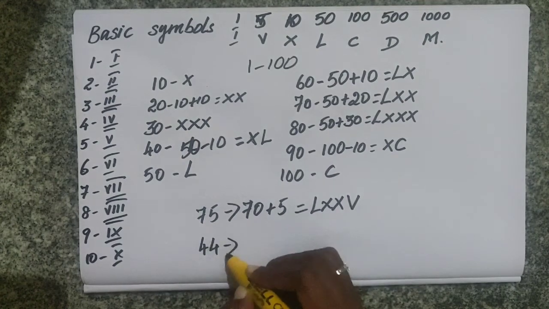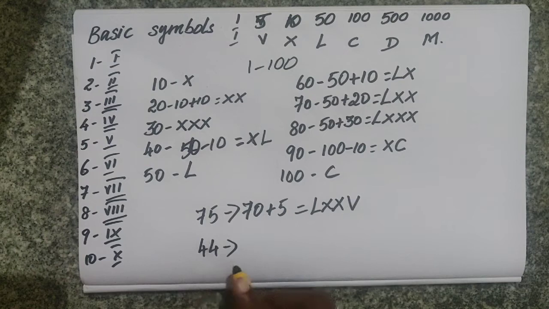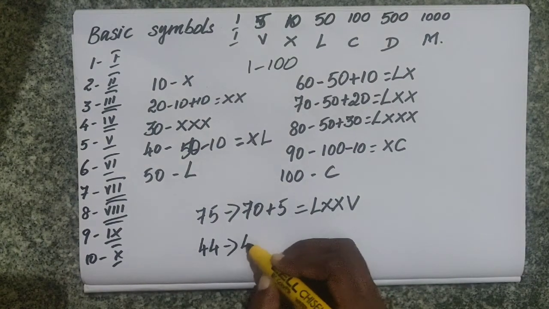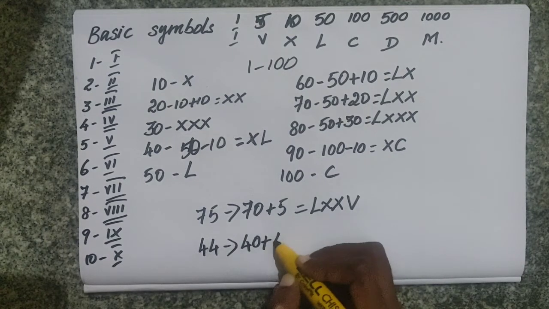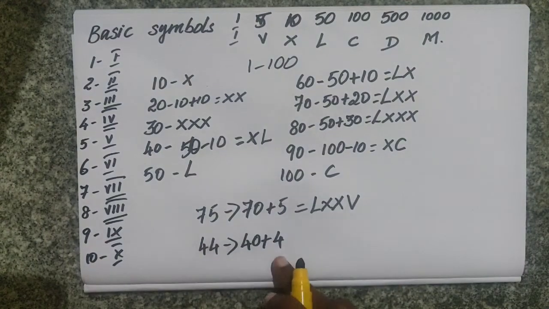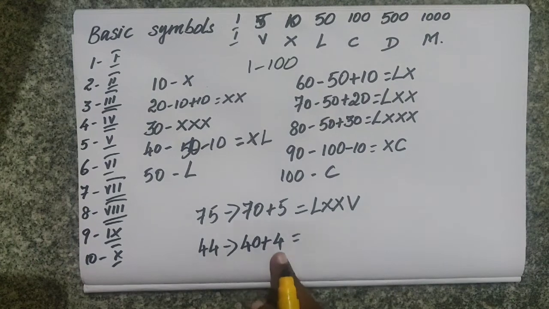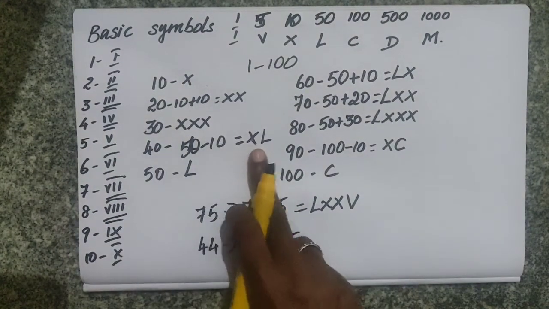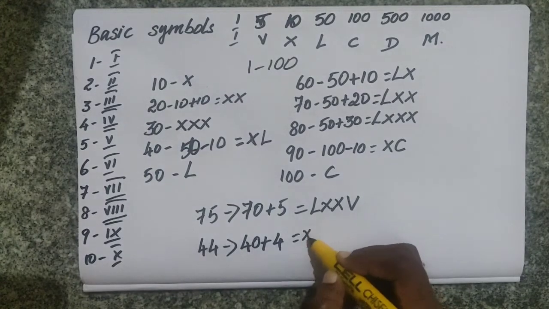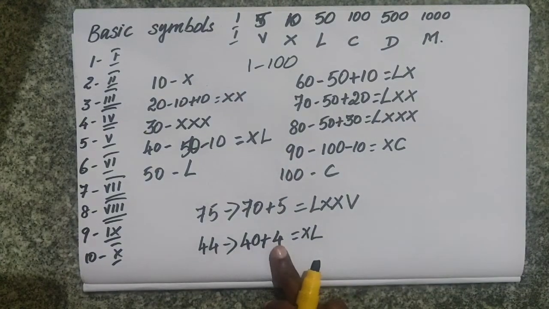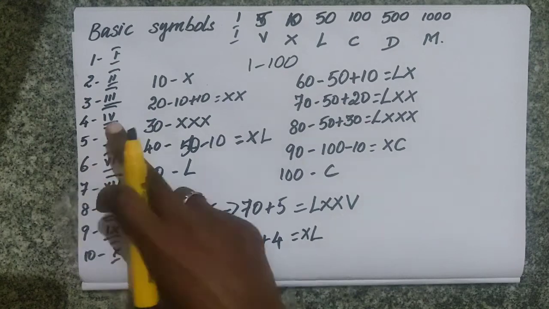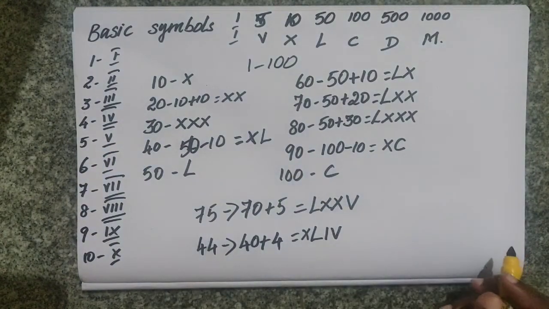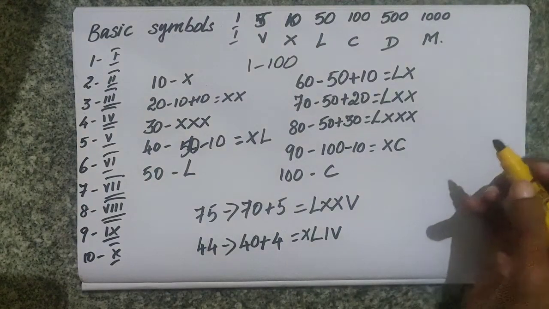Suppose now we have to write 44. As I already told you, change it into tens and ones. So here 4 tens, that is 40, plus 4. So 44 is 40 plus 4. For 40, it is XL. So write XL. And for 4, it is I and V. So this is 44. Okay, this is the way it goes.